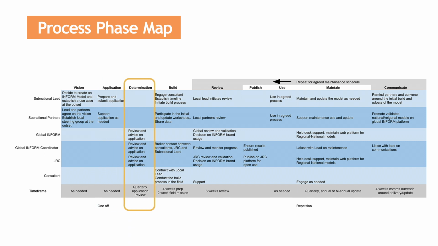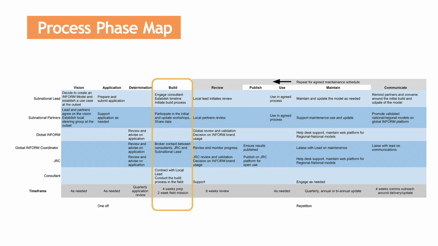Determination. In the determination phase, INFORM global partners and the global technical lead review the application according to established criteria and determine if the model should proceed. If approved, the process proceeds to the next phase, which is termed the build phase. Build. Once the application is approved, local partners and the subnational lead complete it with optional support from a project manager. A detailed description of the build phase will be provided later in this training.